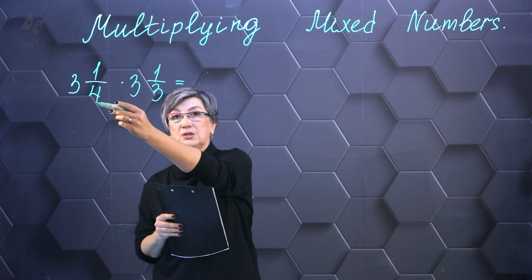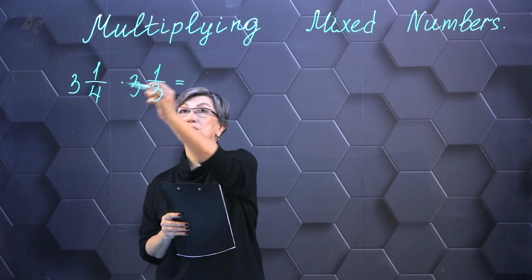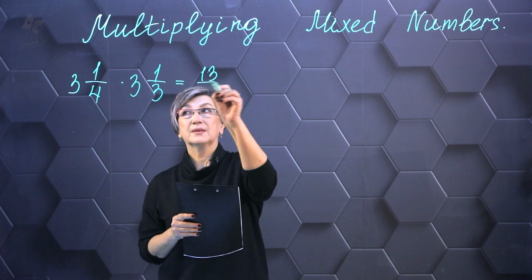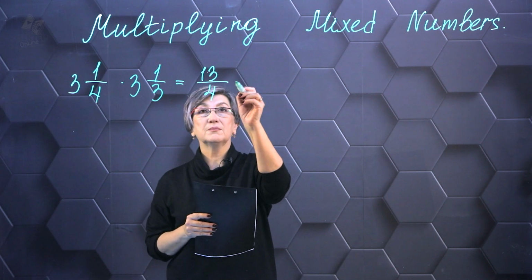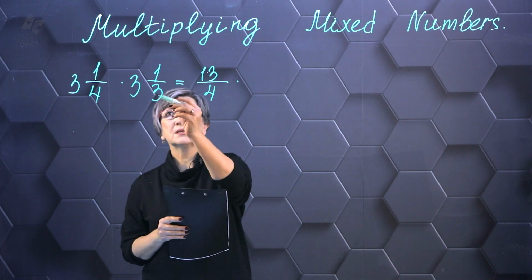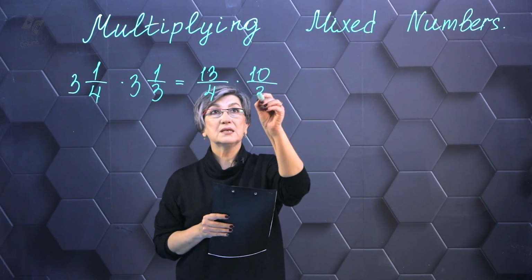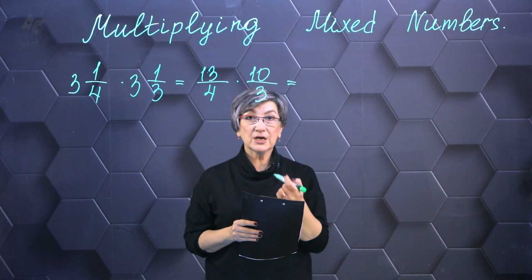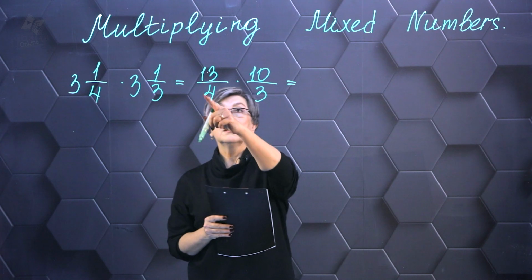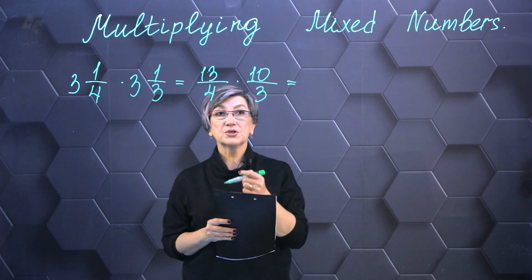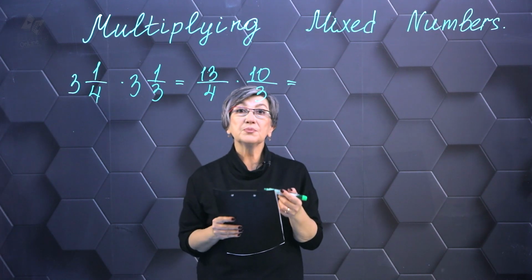3 times 4 is 12. 12 plus 1 is 13. Leave the denominator. Next, 3 times 3 plus 1 is 10. Thirds. That's it. We've done the first step. We've got 2 fractional numbers. Now we can multiply these fractional numbers.